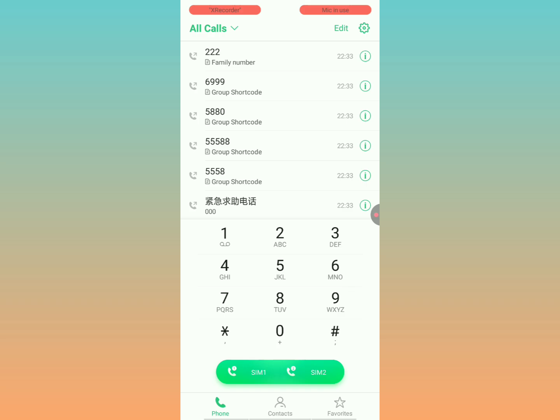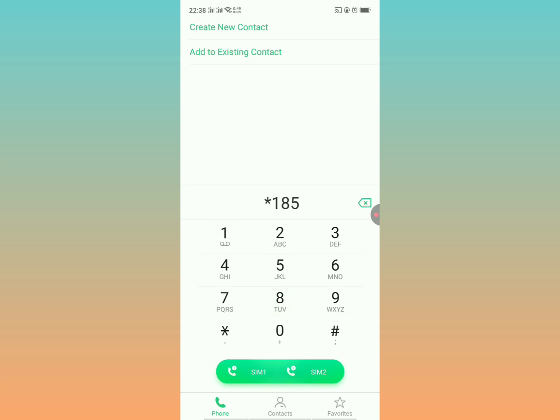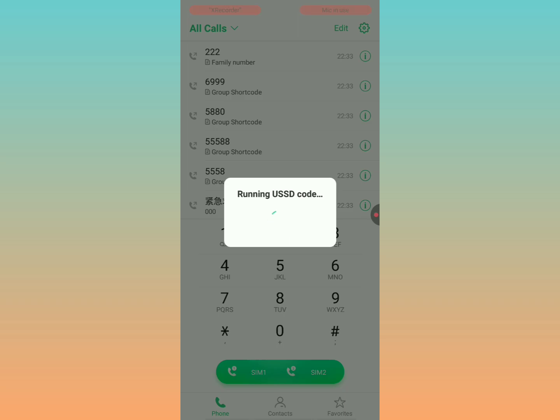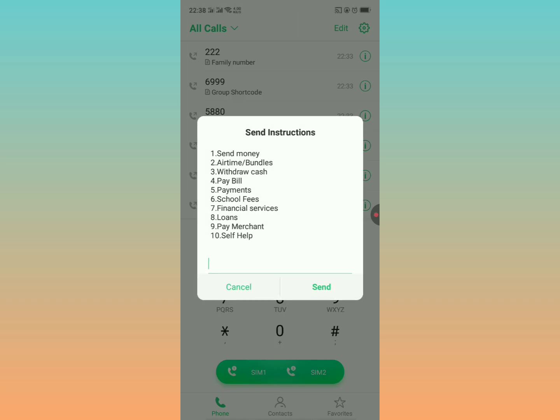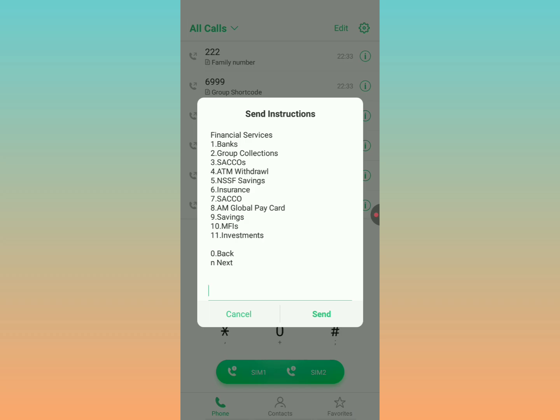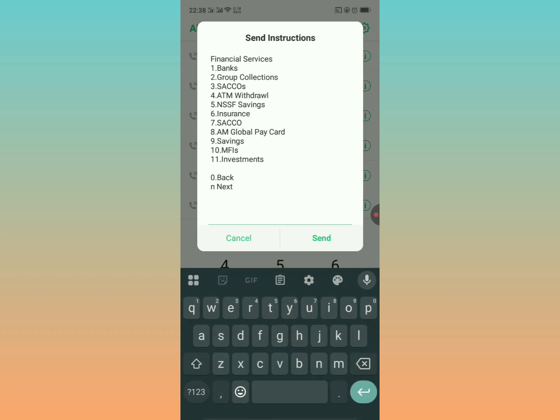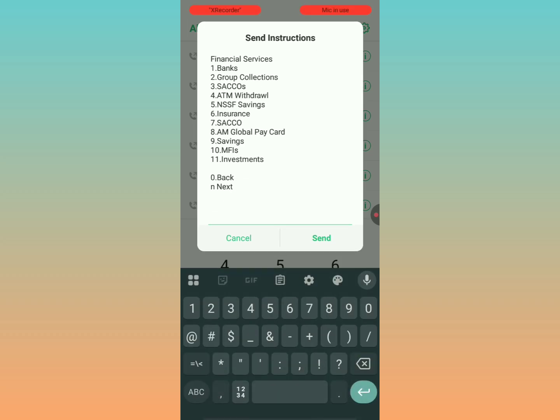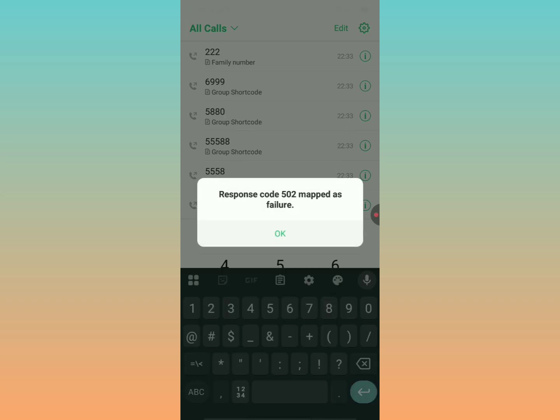As I've told you, we are going to dial *185#, and then we are going to select option 7. I'm going to be demonstrating this for the second time, and then choose savings, which is option 9, and then you're going to be seeing this message. It is what we're going to be dealing with.